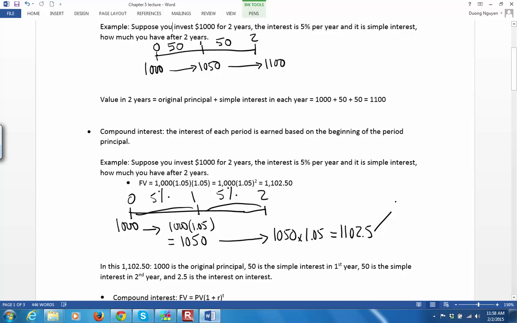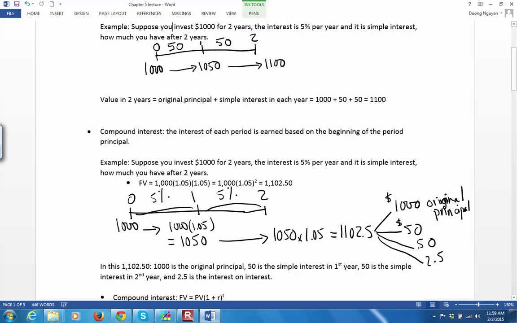First, it includes $1,000 principal, that is the original principal. Now it includes $50 simple interest for the first year. It includes $50 simple interest for the second year, and a very important thing, which is $2.5. What is this? This is the interest on interest.